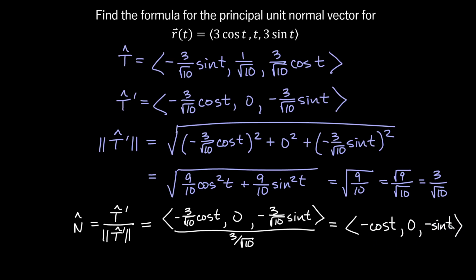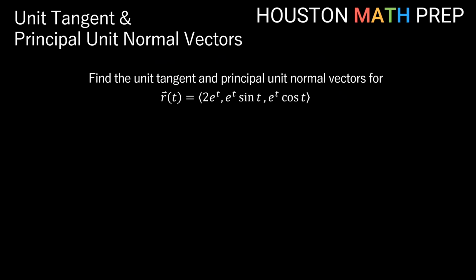And you can certainly check if you would like to that this is a unit vector. But this is a vector that is normal to the curve. It's our principal unit normal vector. It's a unit vector, and it points in the direction of change of the tangent vector at any point in time. We'll work through one more example now all the way through from start to finish here.